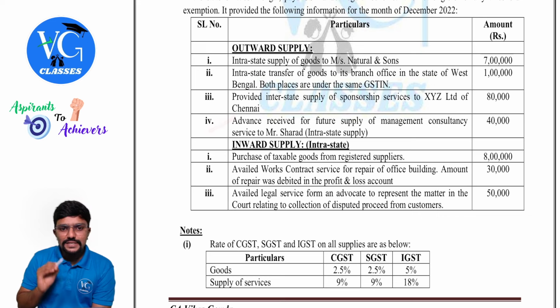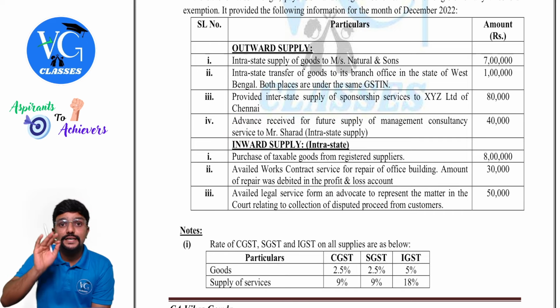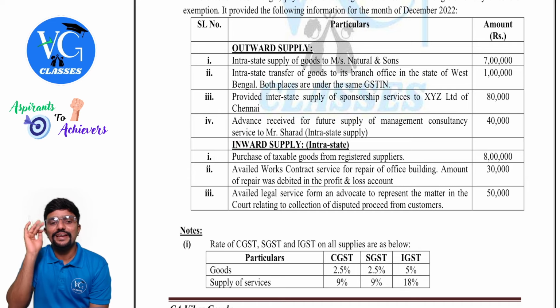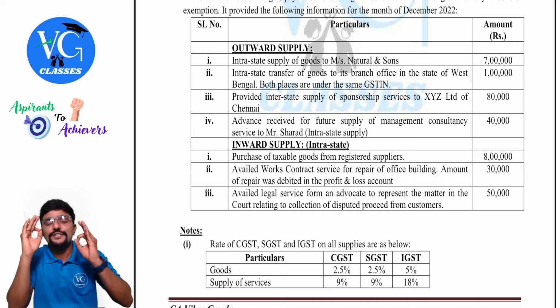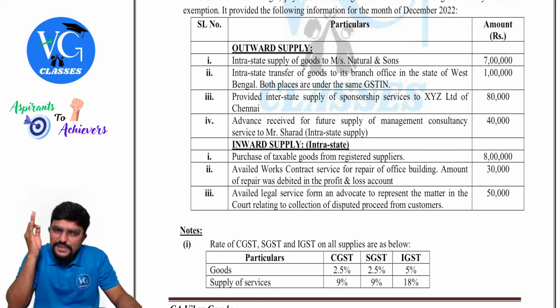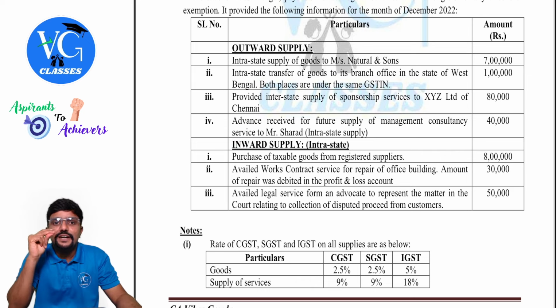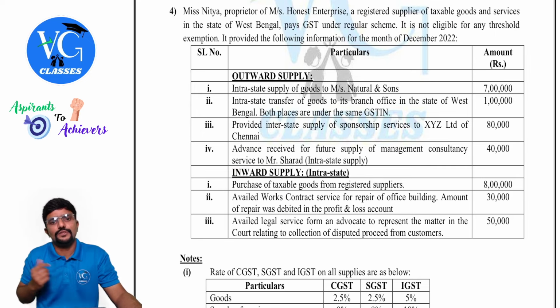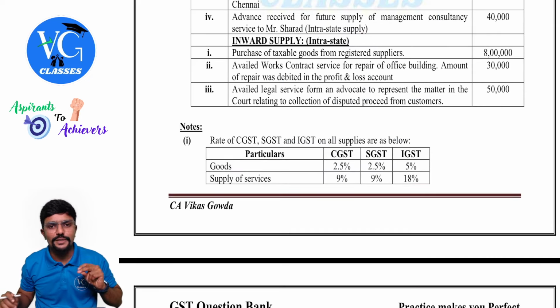Next. Advance received for future supply of management consultancy services to Mr. Sharad, intrastate supply. Guys, please be careful. It is an advance received for the supply of service to be made in future. Sir, is it taxable on receipt basis? Yes. One of the dates to decide the time of supply for services is what? The date of payment. Here, the date of payment will be the earlier date. So, will it be taxable in December only, sir? Yes, so.